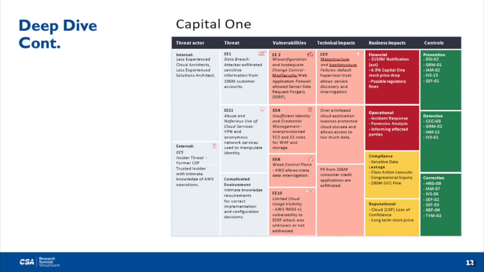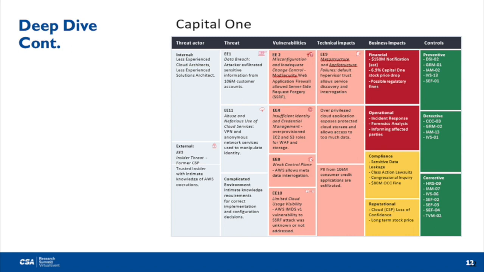Now, this was an insider threat, so it was a former employee who had knowledge of the prior AWS operations. So the employee actually understood the flaws that were within the system of AWS and was able to bypass much of those. And so what we do is we provide the threat, which is mapping back to the egregious 11 number 1, data breach. So what the attacker did was exfiltrate sensitive information of 106 million customer accounts. It also was the egregious 11 number 11, so abuse and nefarious use of cloud services.